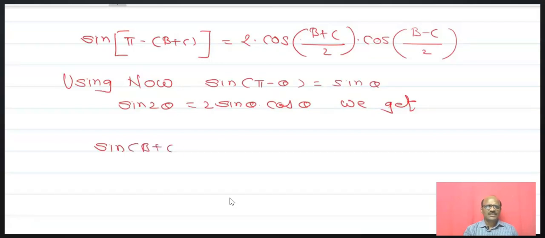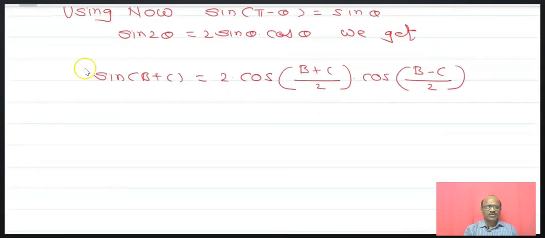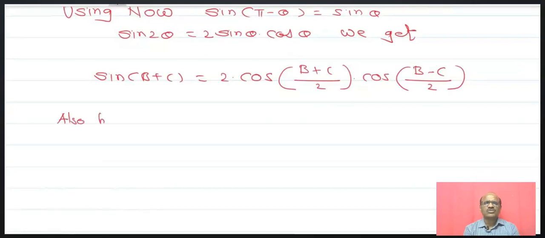Now see this here, that is a sine of (b plus c). We'll get here 2 times sine of (b plus c) upon 2 into cos of (b plus c) upon 2. Now this is very interesting. Now we'll apply the formula, that is sine of 2 times theta is equal to 2 sine theta into cos theta. Therefore sine of (b plus c) is equal to 2 sine of (b plus c) upon 2 into cos of (b plus c) upon 2. Then cos of (b plus c) on both sides will get cancelled.